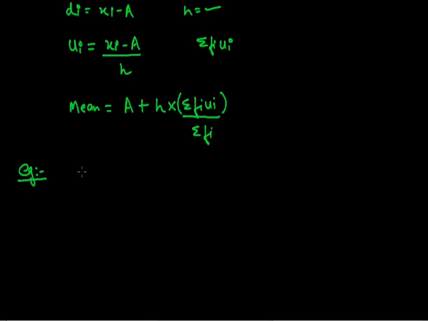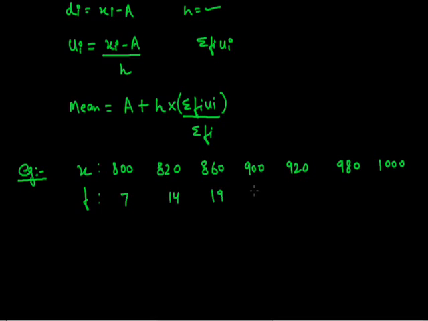So first we'll write down the example, that is, first we'll write down the observations and the frequencies given. So let's take the observations as 800, 820, 860, 900, 920, 980, and let's take 1000. And let's take the frequencies as 7, 14, 19, 25, 20, 10 and 5. So these are the observations and frequencies we have taken.